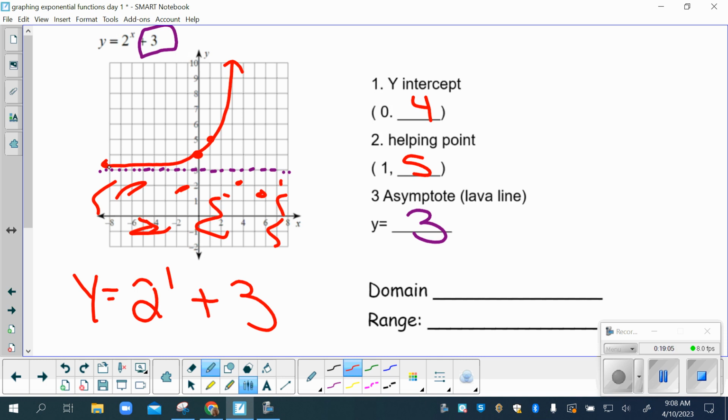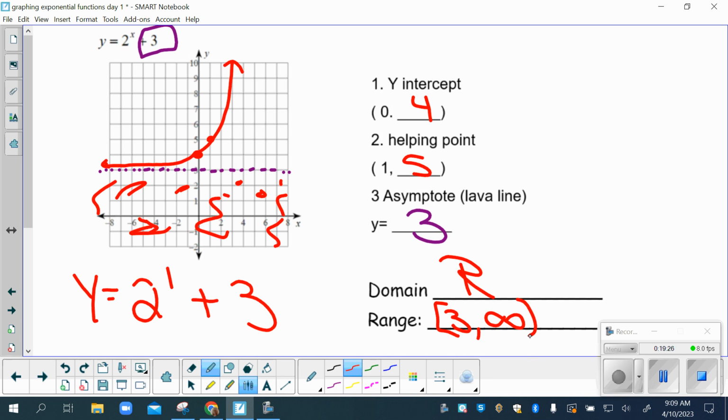We got one last thing to do. Our domain, side to side, fair game. That's awesome. But my range, this time be careful. The lowest I can go is not 0. What's the lowest I can go? 3, right? I would be running into lava after that. So 3, but I can go all the way to infinity.